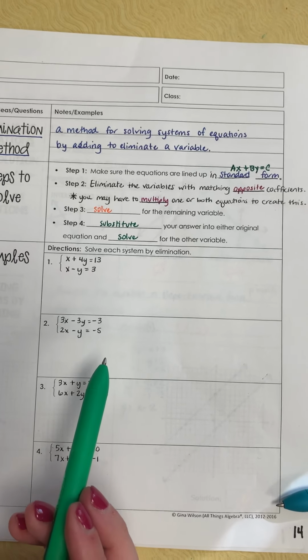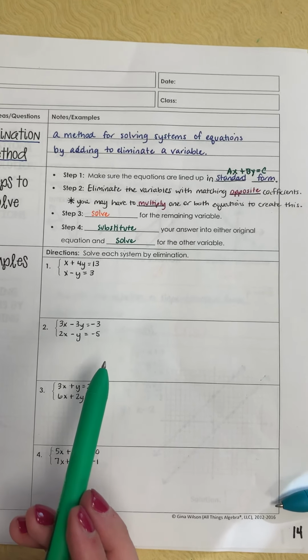Then you're going to multiply one or both equations to create this. That may have to happen. You may not have to do that. Step 3, you're going to solve for the remaining variable. Step 4, we like substitution property. You're going to substitute your answer into either original equation and solve for the other variable.